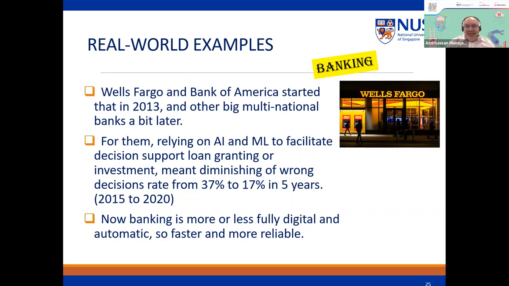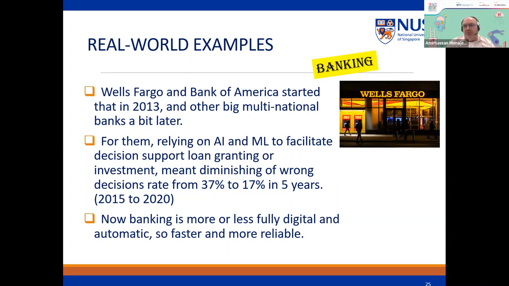Reports are saying that the wrong decision rate diminished from 37% to 17%, almost half, in 5 years after implementation of those machine learning services for loan granting, loan decision-making, and investment decision-making. In 5 years, they managed to decrease the rate of wrong decisions in these two areas from 37% to 17%, less than half. And you know what that means? You definitely know that it means billions of dollars, hundreds of billions of dollars for banks as big as Wells Fargo or BOA.